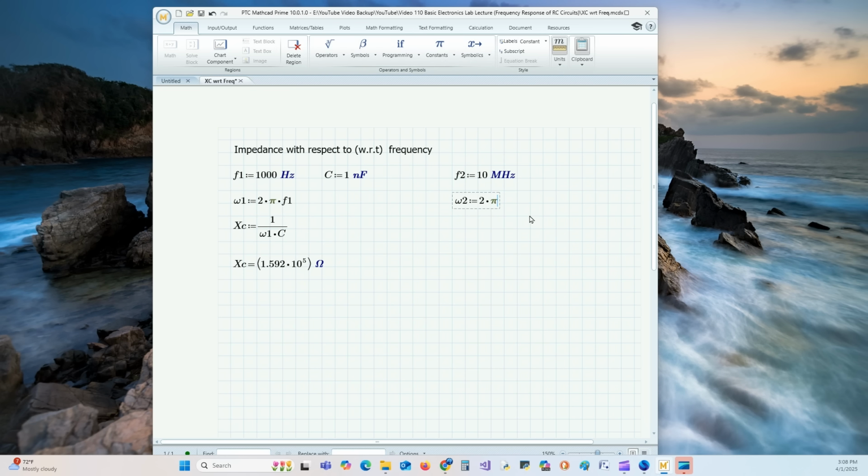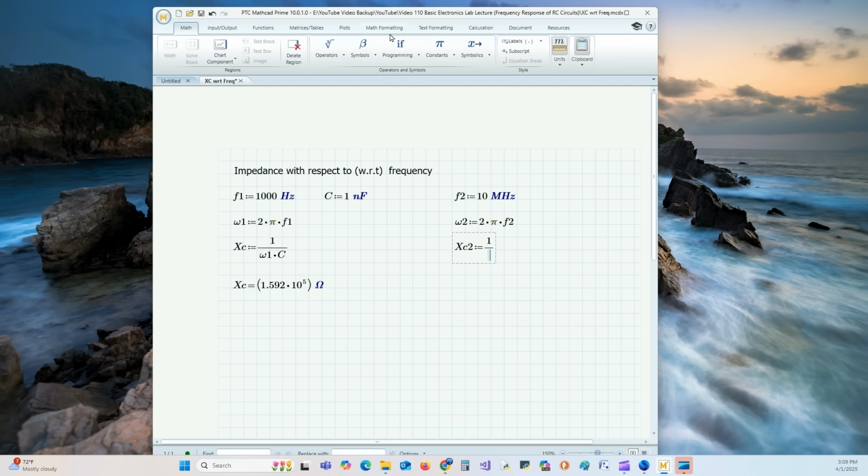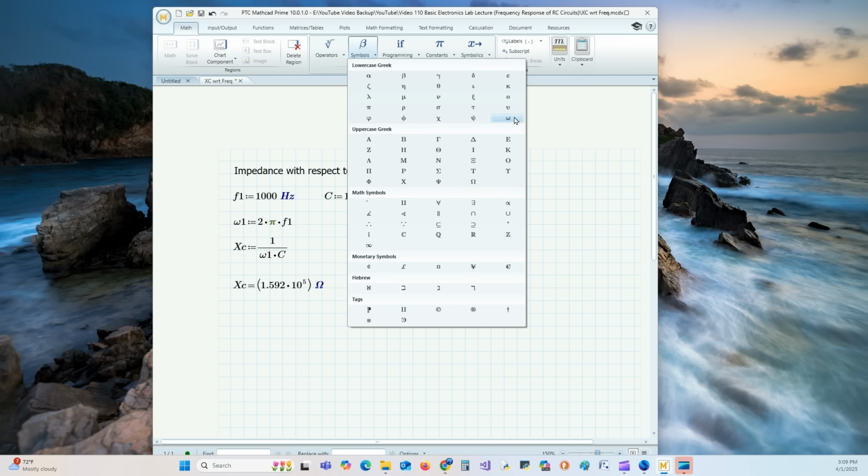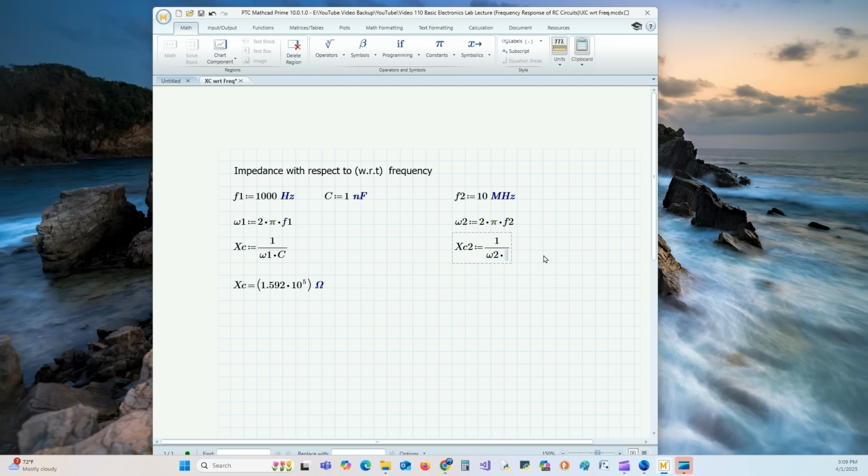And actually, the guy that I studied this from and learned how to do this, F2, he would use this as a function and would pass in the different variables. Each variable had their own unique name. And that way the software would not get confused. So we're going to say XC2, shift colon, 1 divided by omega 2 times C.